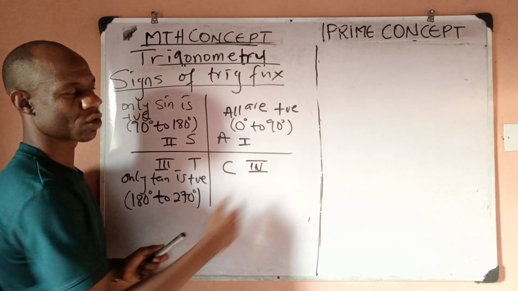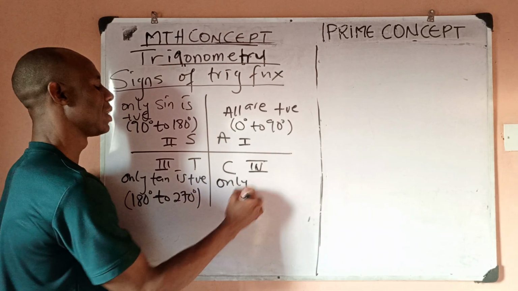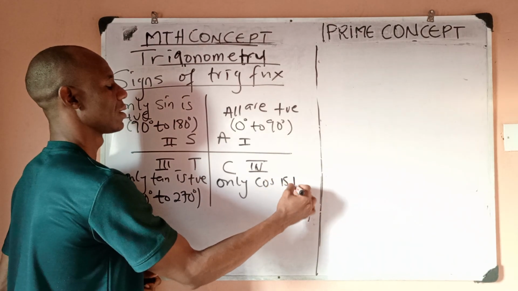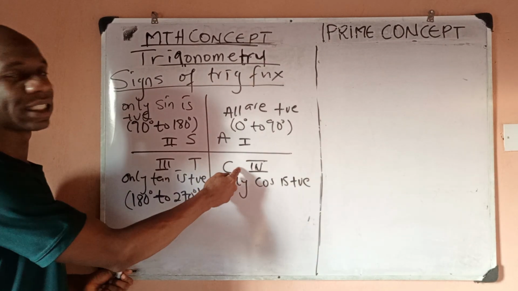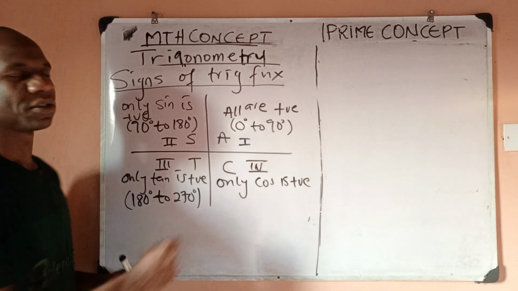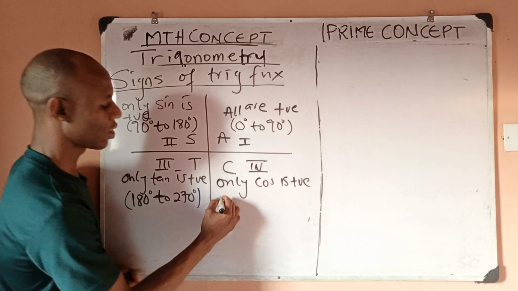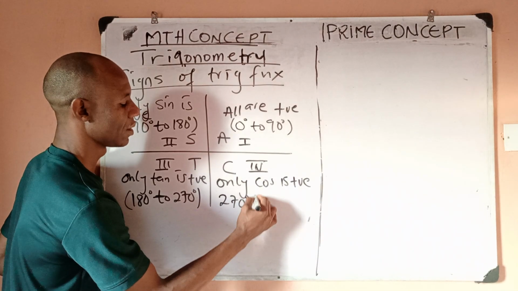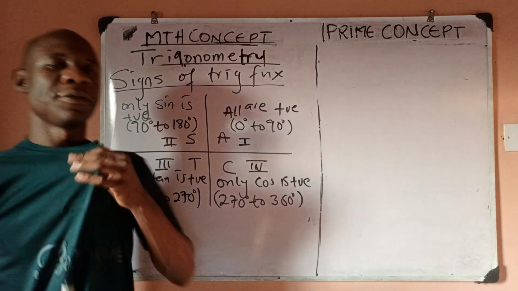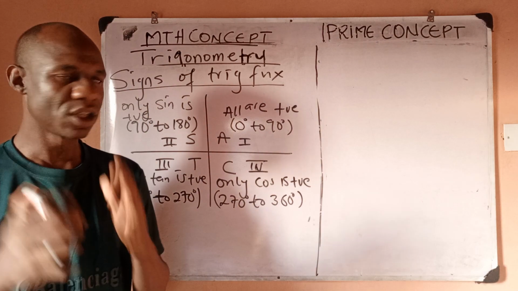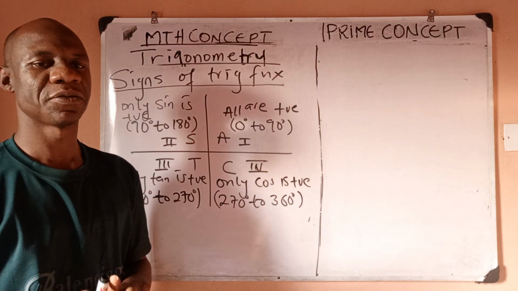Now finally we have our fourth quadrant. You have C. It means that only cos is positive in our fourth quadrant, right? What does it mean? Sine is negative in the fourth quadrant. Tan is also negative in the fourth quadrant. So only cos is positive. How do we know angles in the fourth quadrant? Between 270 degrees to 360 degrees. So this is how you can identify these quadrants, and we're going to take a very simple example in this video and see why this is very important.